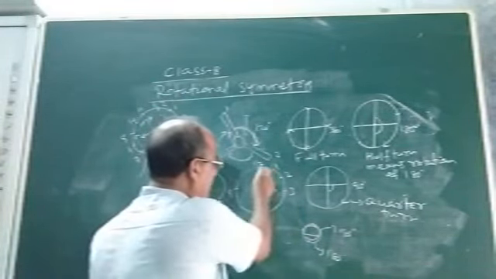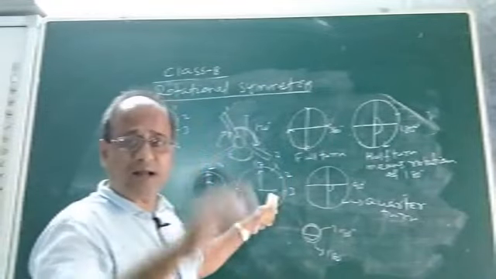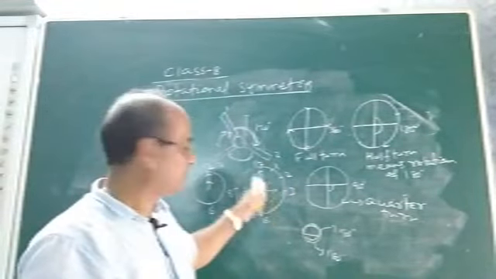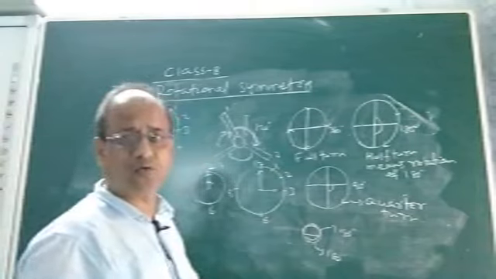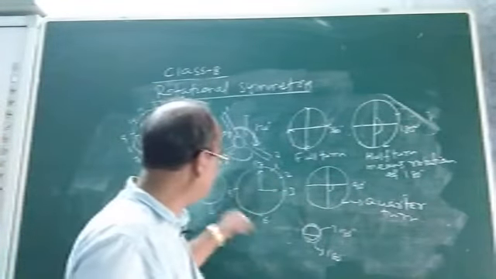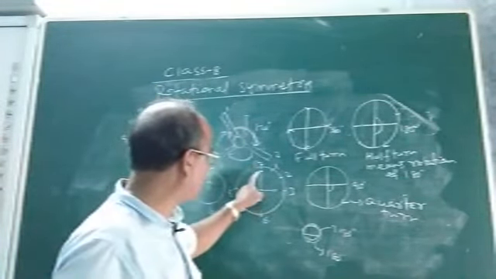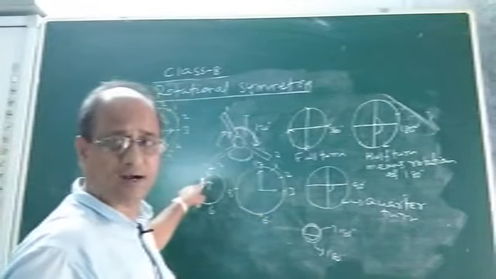In order that the time will be 3 o'clock, the minute hand has to complete how many rounds? 3 rounds. From 12 to 1, so that the hour hand will go from 12 to 1. Here you see, it was earlier at 12.